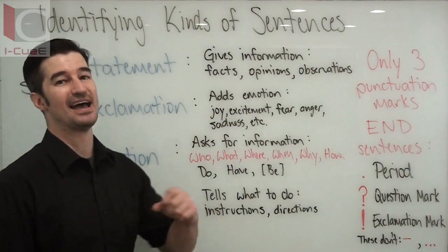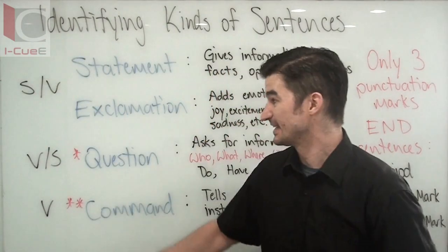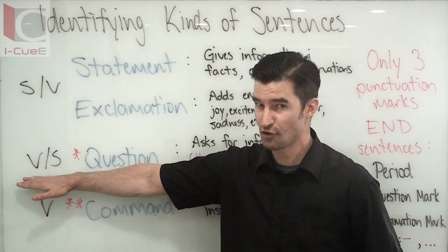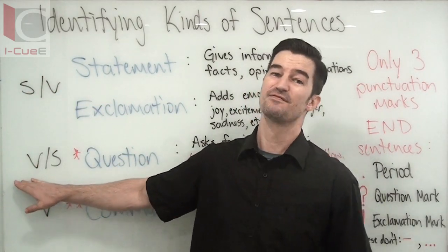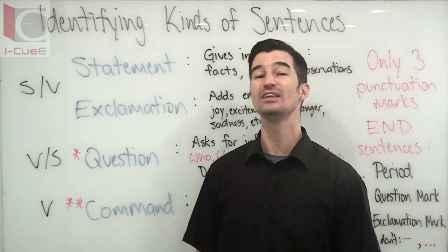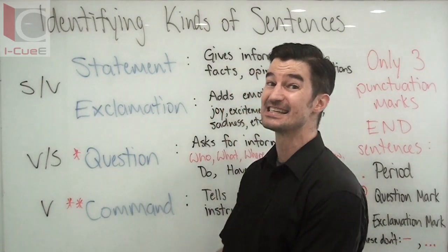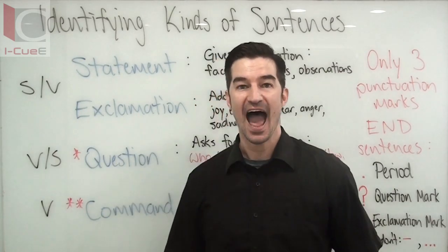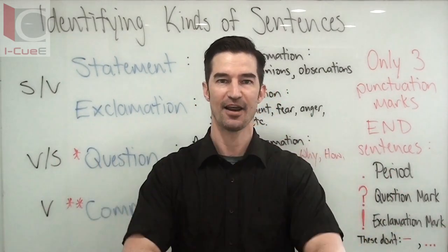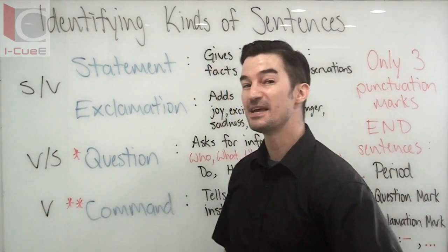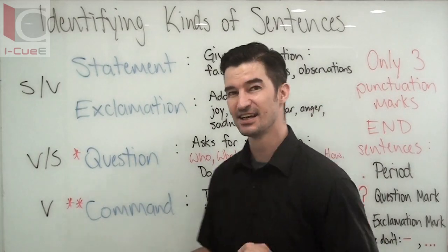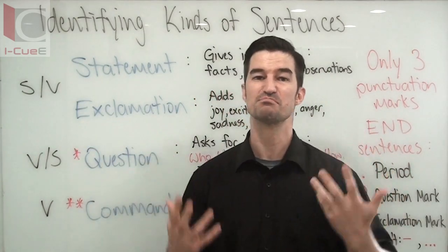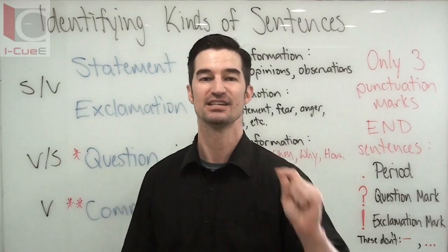Lastly, we have commands. Commands, again, are a little different in their grammatical structure because commands are the only kinds of sentences in English that may not have a subject at all. That's because commands always pretty much have the same subject.